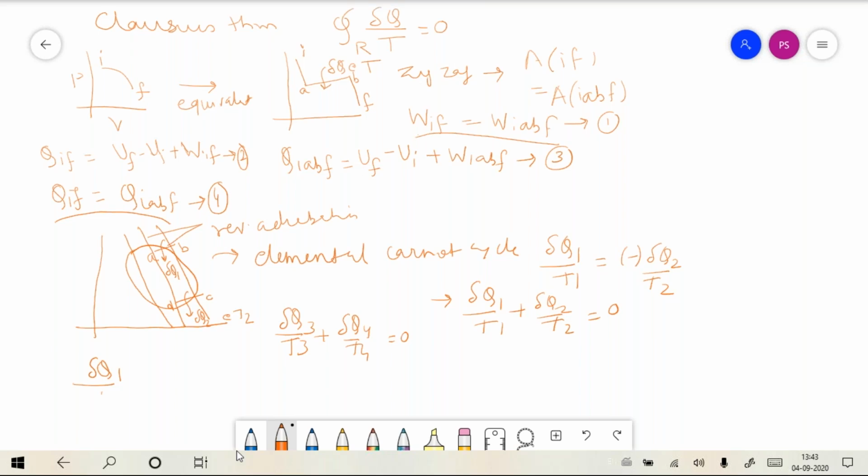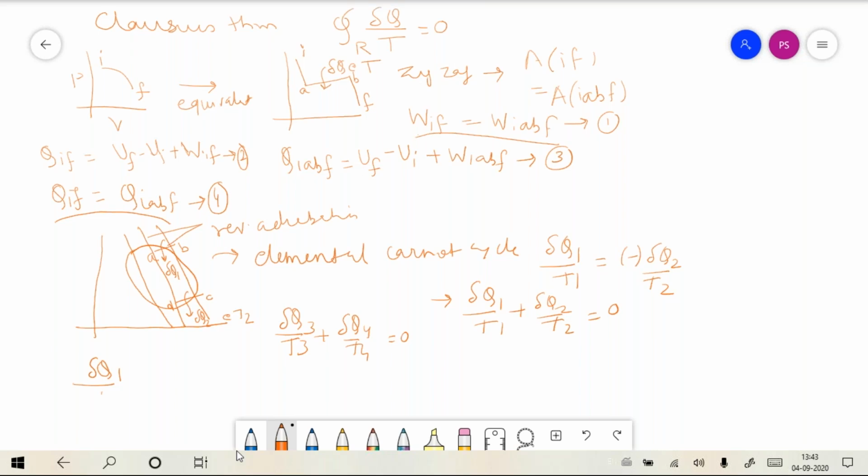And this becomes equal to 0. So summing this up is nothing but integrating it. The way of writing it in mathematics is: the cyclic integral of del Q by T is equal to 0, which is called the Clausius theorem. From this theorem, by proving this, we would be discovering a property called entropy.